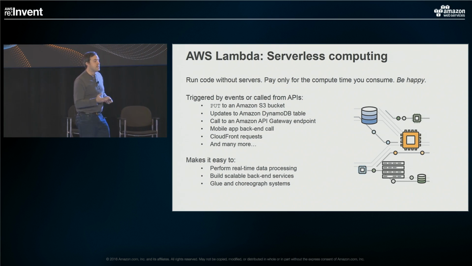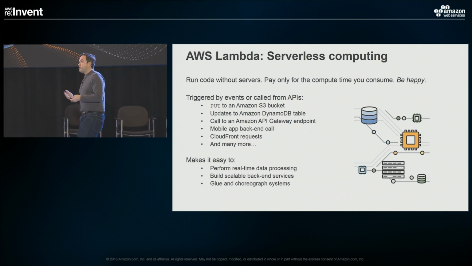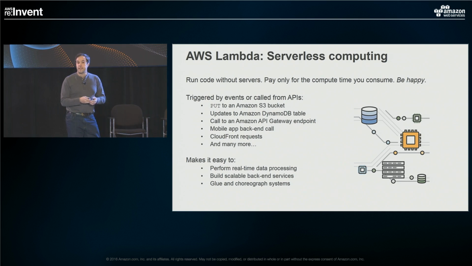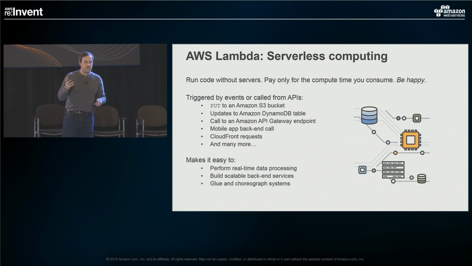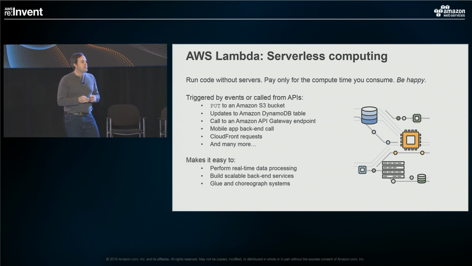Whenever a row is updated or inserted into DynamoDB, you can do something analogous to an SQL trigger that will allow you to perform additional action on the database, or perhaps do some sort of external operation. As I mentioned, API Gateway, mobile backend calls. You can also call AWS Lambda directly.